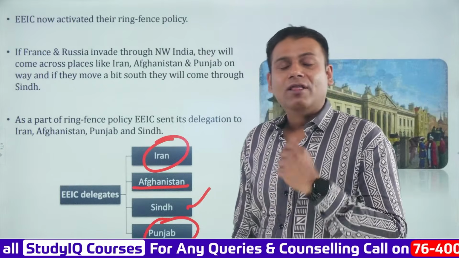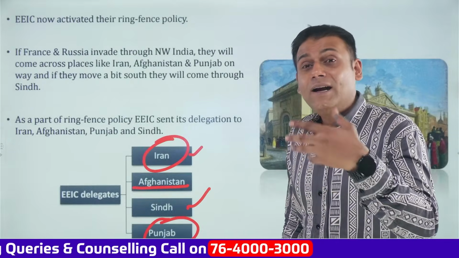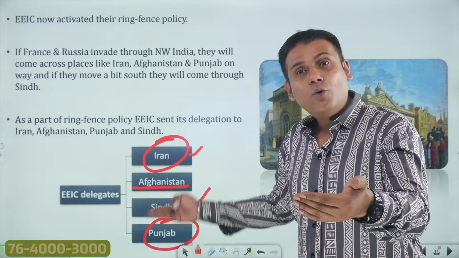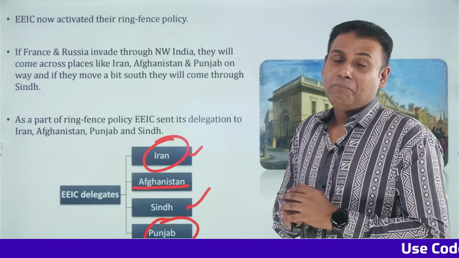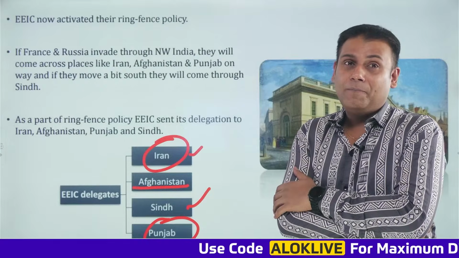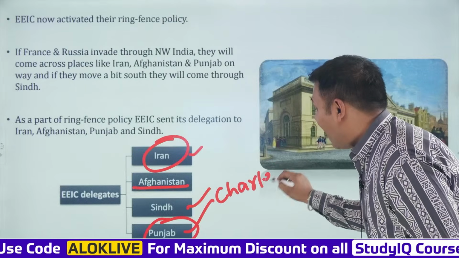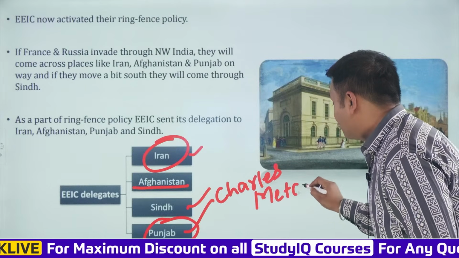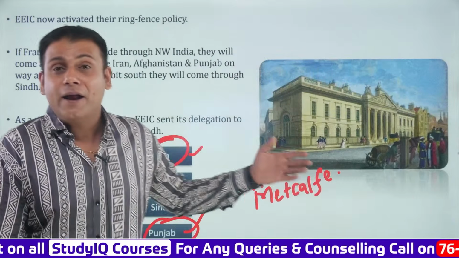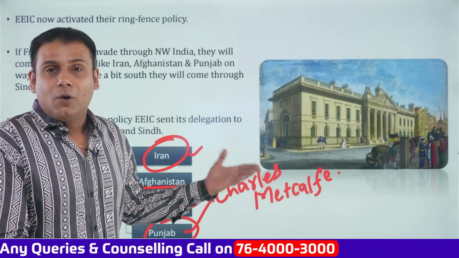So why don't we do one thing? Why don't we send our delegates to Iran? Why don't we send our delegates to Afghanistan? Why don't we send our delegates to Sindh and Punjab and negotiate a treaty of mutual friendship with them? At that time, Lord Minto I was the Governor General of Bengal, and Lord Minto I sent Sir Charles Metcalfe. You might have heard about Sir Charles Metcalfe. He was also one of the Governor Generals in the coming years, and he is also referred to as the Liberator of the Press in India.